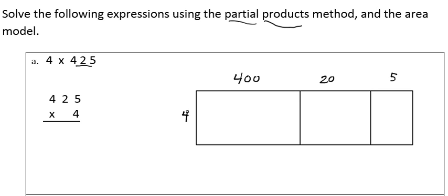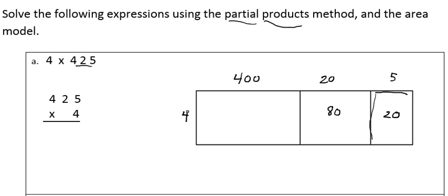This method is called the area model because it uses the formula for area to find the product for each rectangle. So if I start with my smallest rectangle, this rectangle is 5 by 4. So the area model means that we would take 5 times 4 for a product of 20. The next rectangle is 20 by 4. So 20 times 4 is the same as 2 times 4 times 10. 2 times 4 is 8. 8 times 10 is 80.